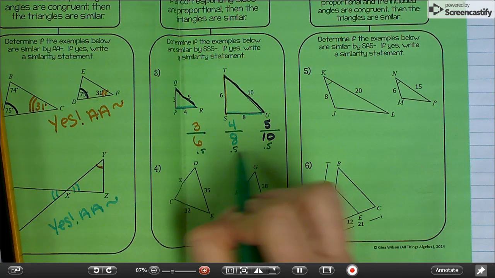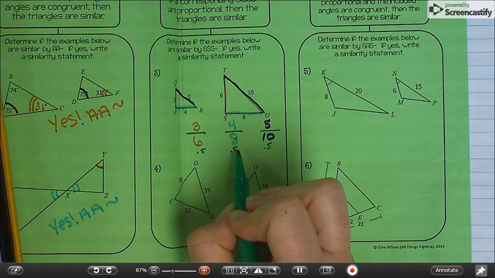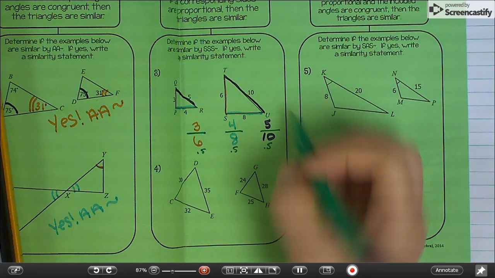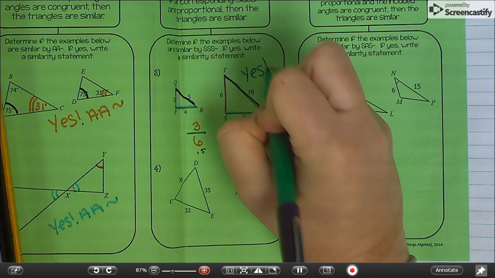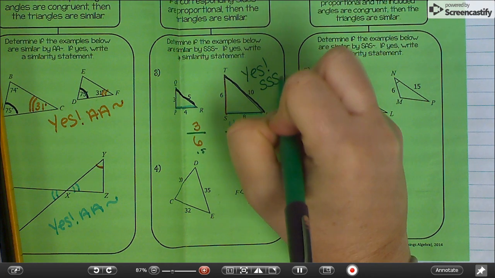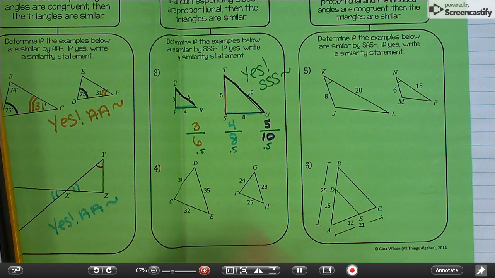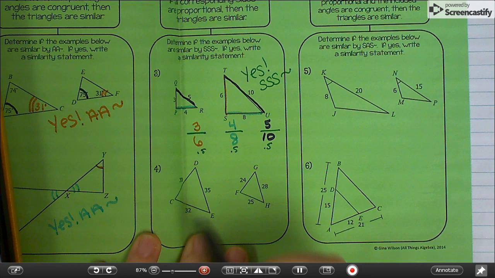So these are all the same. Each of these equals 0.5. Since that's true, then yes, these are similar by side, side, side similarity, because the sides are proportional. For the next one, we're going to do the same thing.